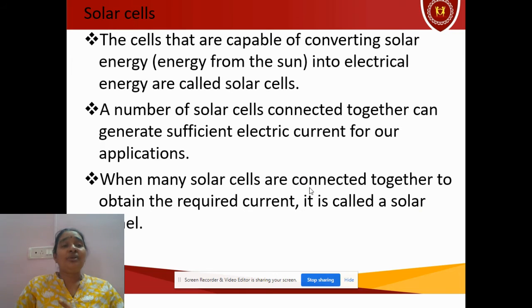Next, what do we mean by solar cells? The cells that are capable of converting solar energy into electrical energy are called solar cells. A number of cells are connected together so that sufficient electric current can be produced for our applications. For example, nowadays even traffic lights work on solar energy. When many solar cells are connected together to obtain the required current, it is called a solar panel.